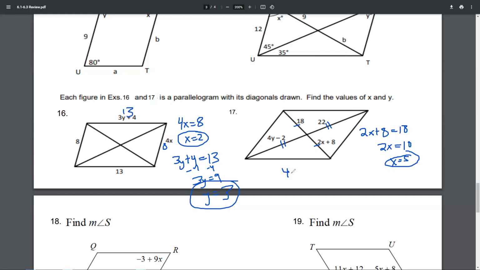Our other equation, 4y minus 2 equals 22. Add 2 to both sides. So you get 4y equals 24. And then we divide both sides by 4, and we get y equals 6. And if you want to check your answer, plug it back in. 4 times 6 is 24, minus 2 gives us 22.